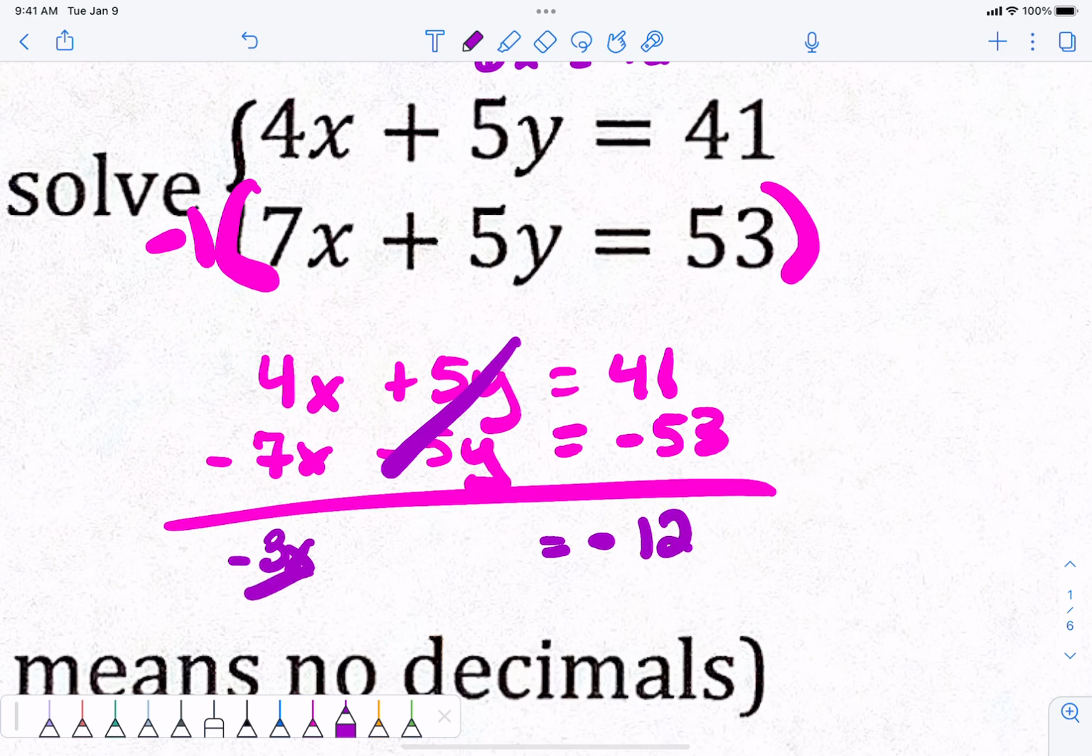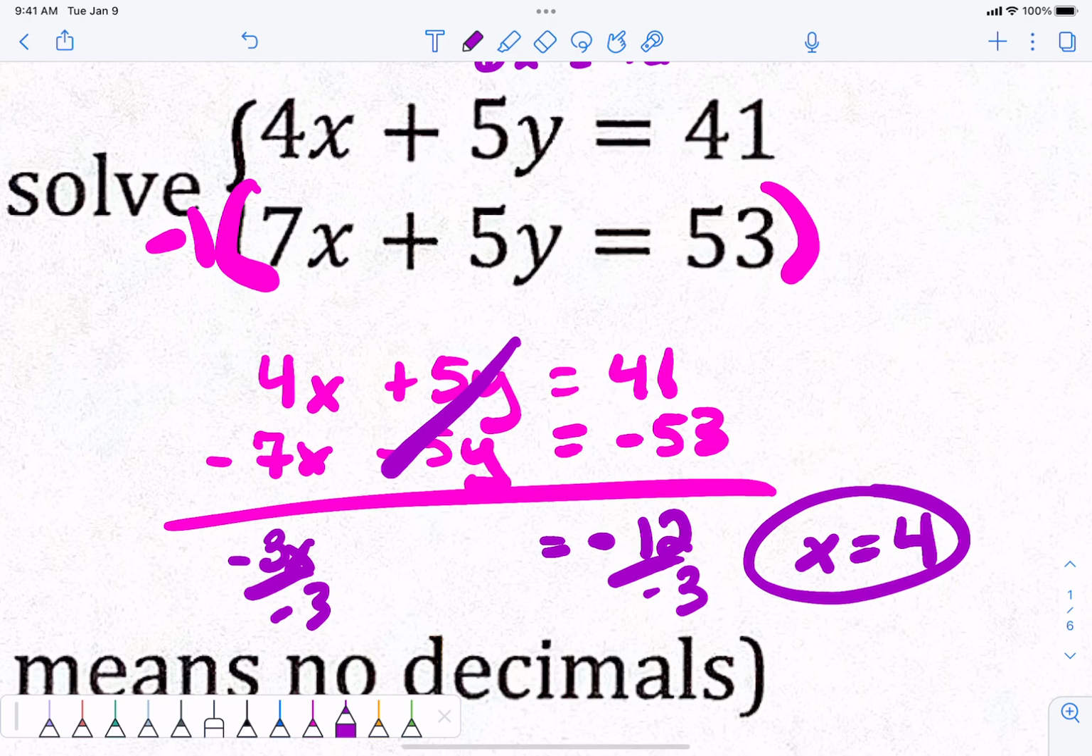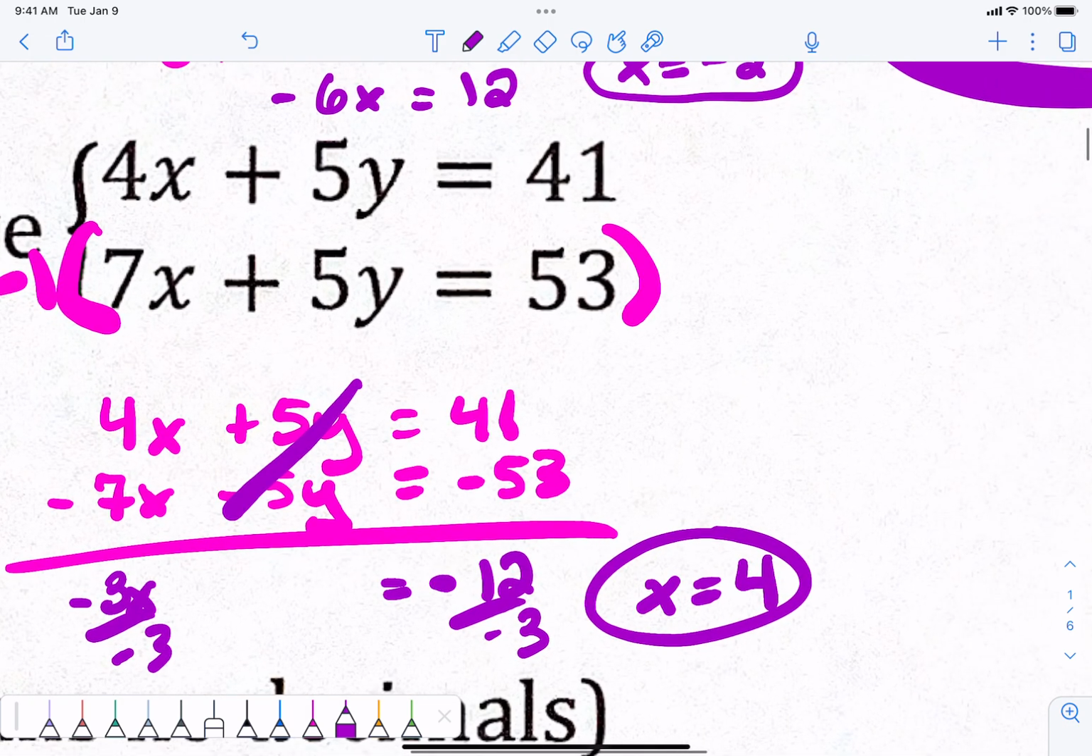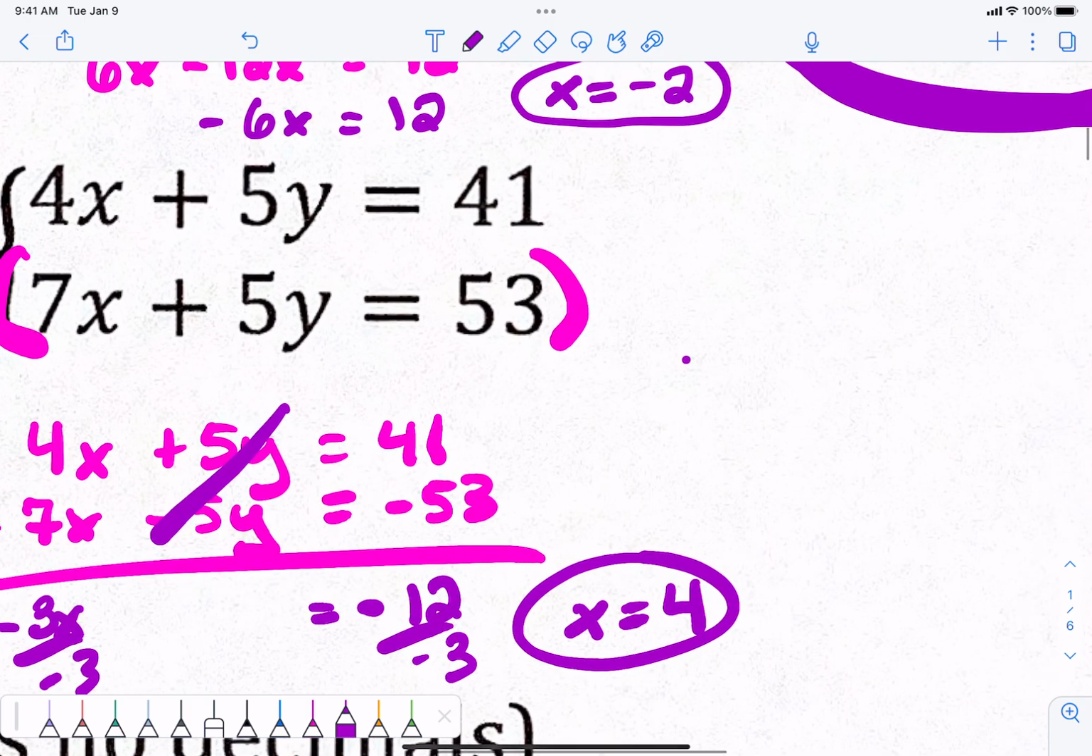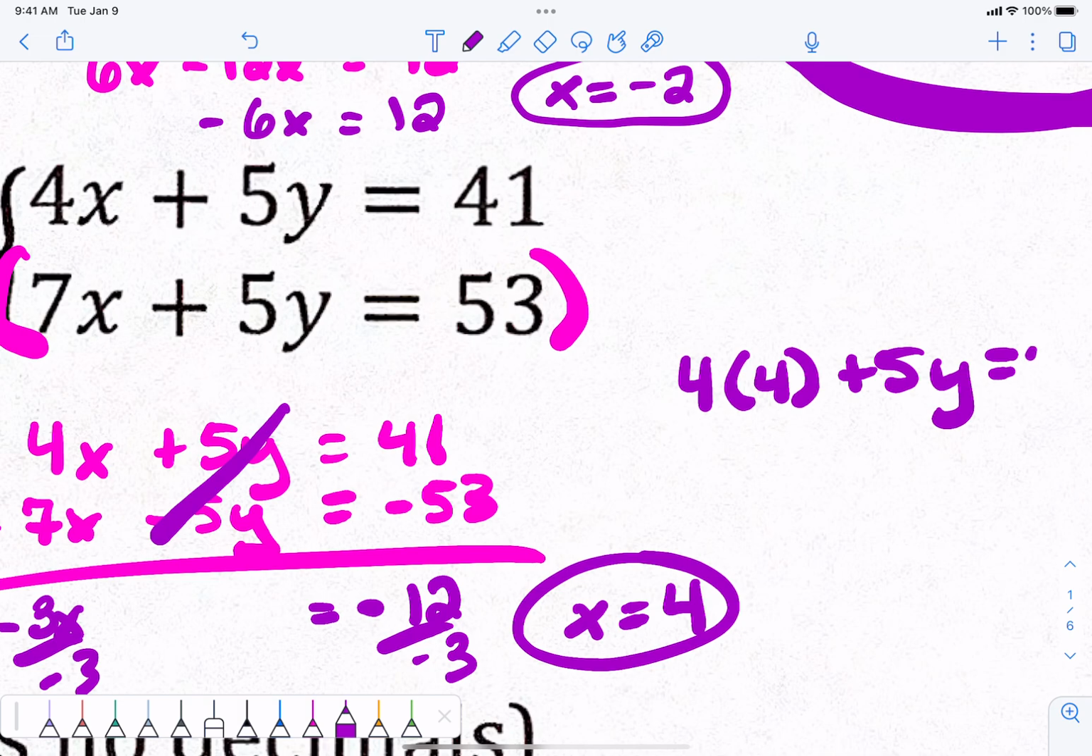Okay. So then I divide by negative 3. What's negative 12 divided by negative 3? 4. X equals 4. Okay. Then we plug back in. Where do you want to plug into? The top. You can plug it in anywhere you want to, but let's do the top. Sure. 4 times 4 plus 5y equals 41.